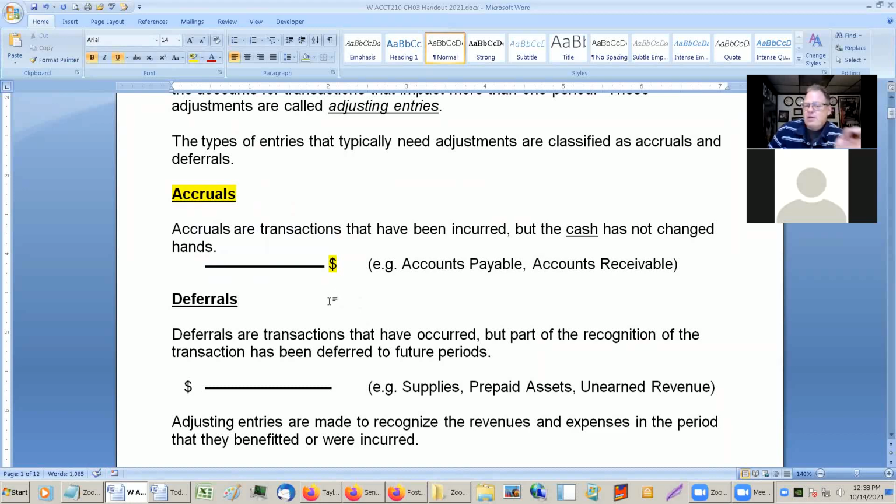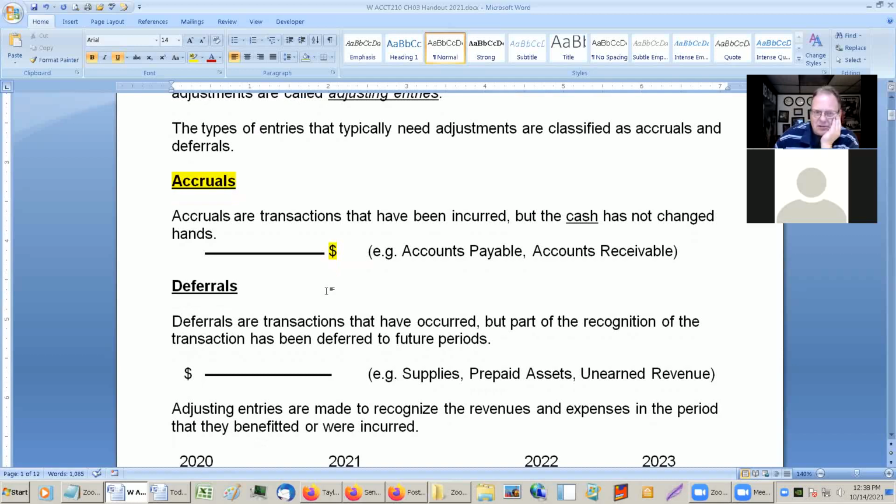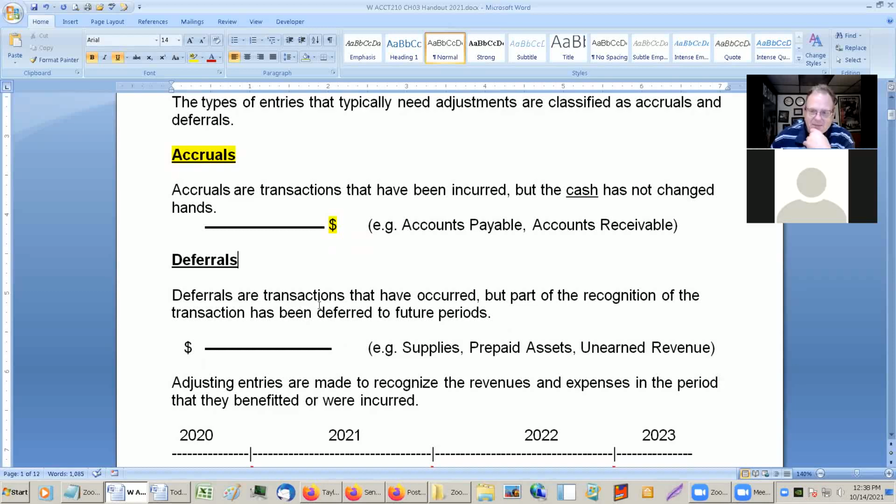So with accruals, the transaction has occurred, but the money has not changed hands. And that's the most difficult one, because in our normal life, we think about when money changes hands as when the transaction happens. But in business, a lot of times that isn't the way it happens. So accounts payable, accounts receivable, those are things where the transaction happened. You made a sale or you purchased something, but the cash hasn't changed hands yet.